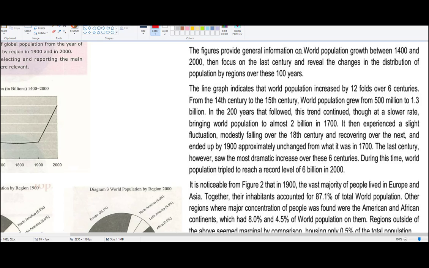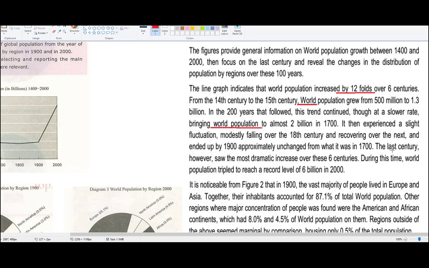Why is world capitalized? I don't know, but okay. The line graph indicates that the world population increased by 12 folds. Increased 12-fold, not by 12 folds. Here we should have the world population. This trend continued, bringing the world population over the next. Why does it keep falling over the 18th century? And recovering over the next. I'm assuming century here is just omitted, so okay. And ended up by 1900, approximately unchanged from where it was in 1700.